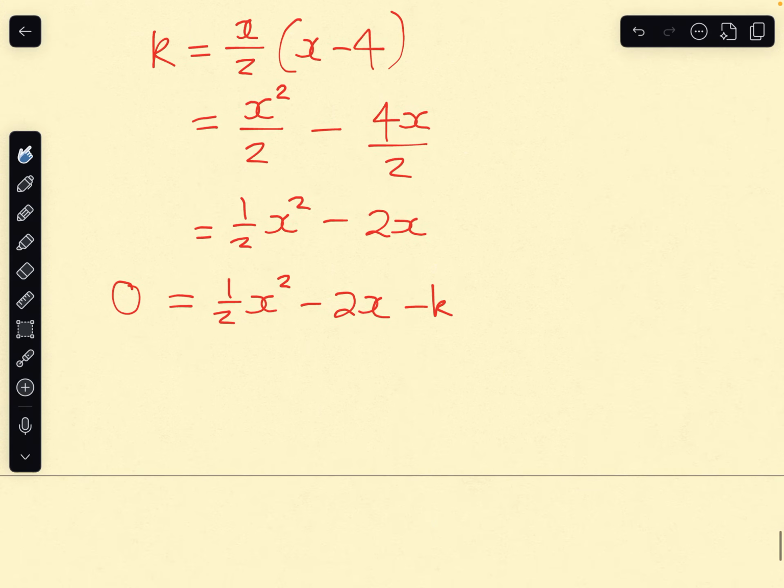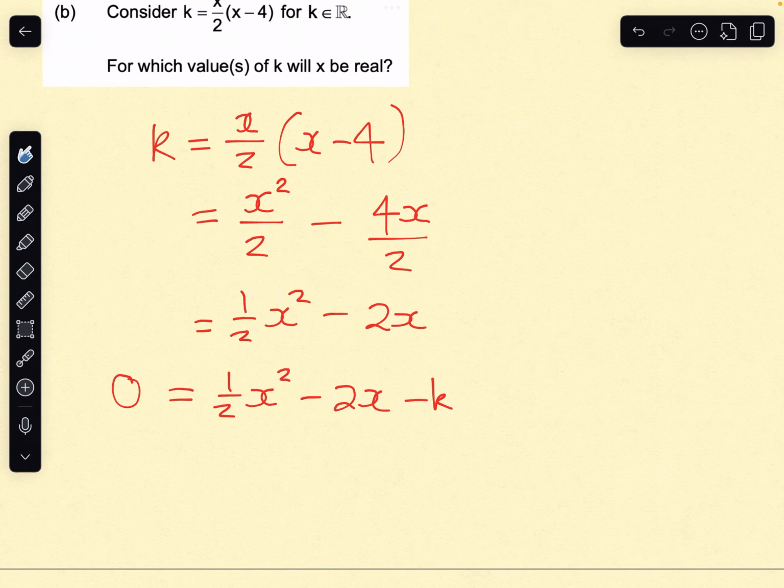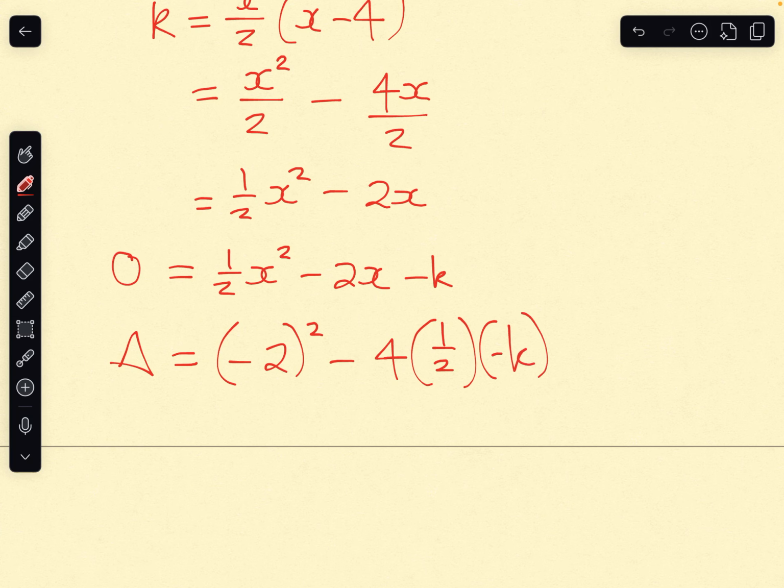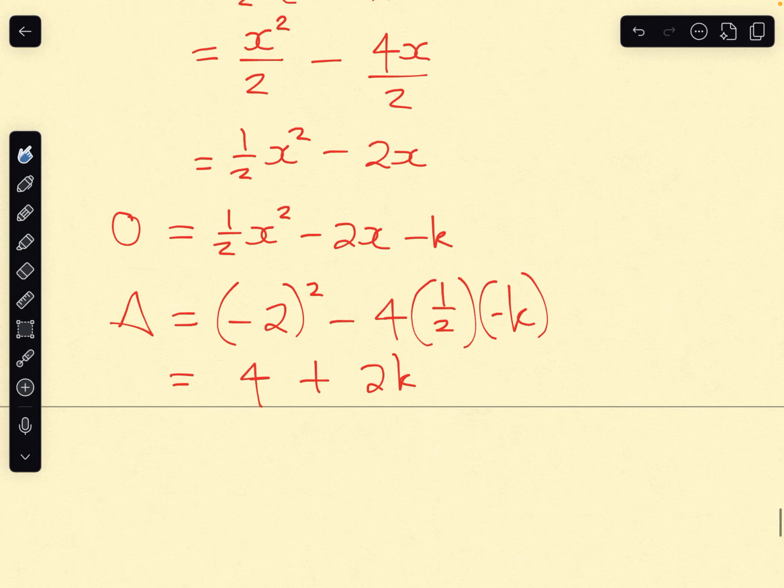And we then know that what tells us whether the roots are real or not is the discriminant of the equation. So the discriminant of this equation, b squared minus 4ac, is going to be minus 2 squared minus 4 times a half minus k. So that will be 4 minus, so we've got minus and a minus, so that's going to be a plus, and then 4 times a half is 2 times k, so that will be 2k. So that's actually quite cute.